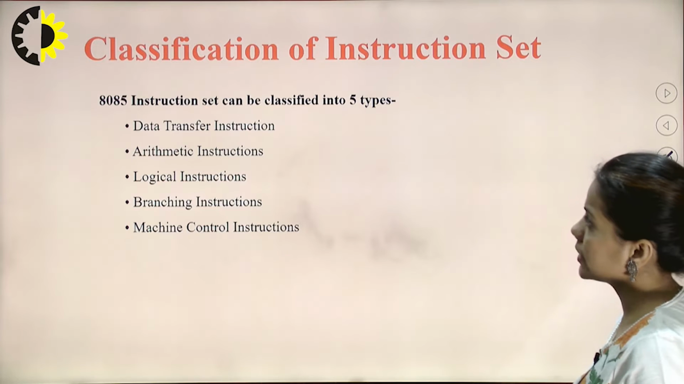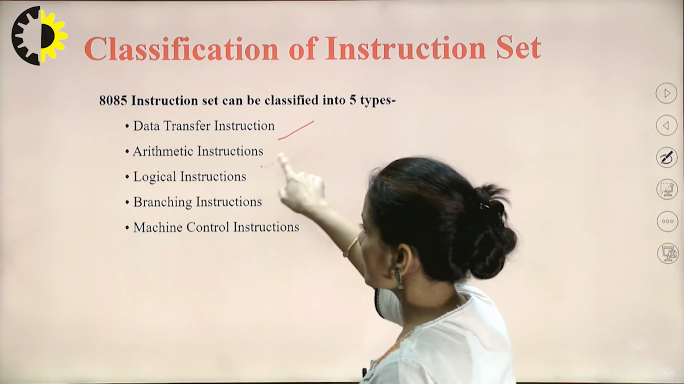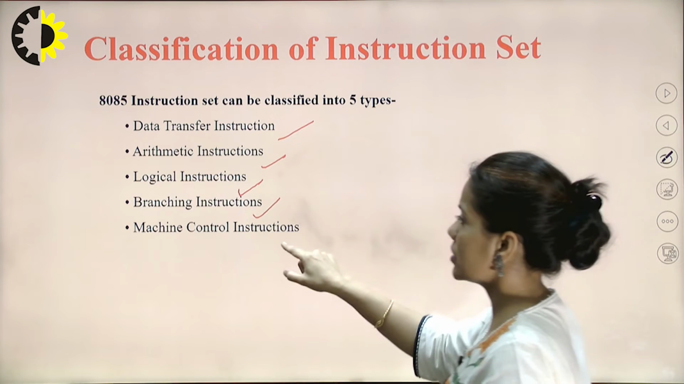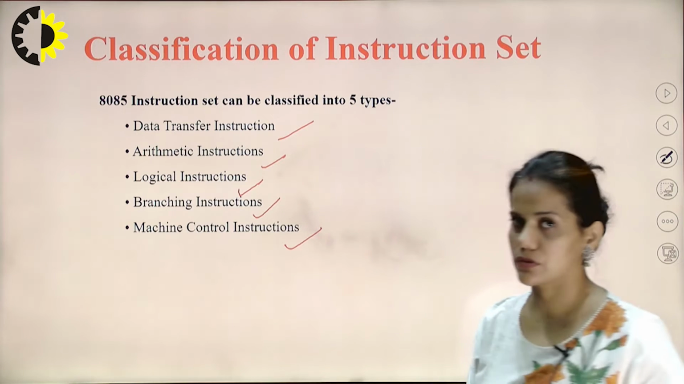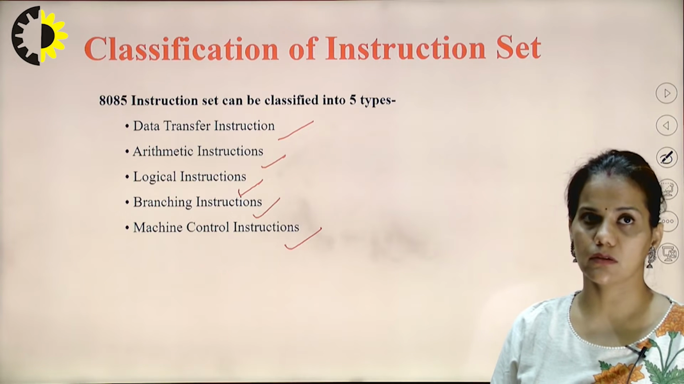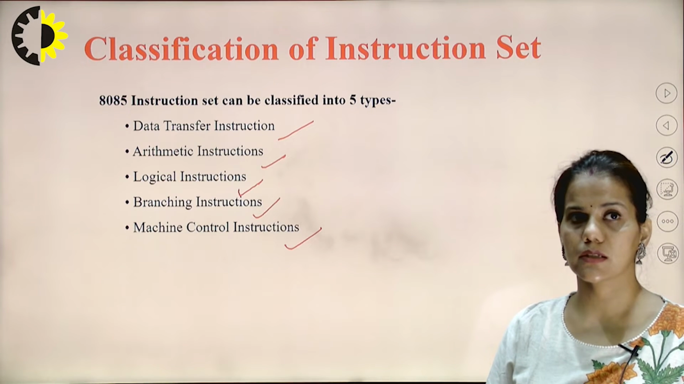The 8085 instruction set can be classified into 5 types: data transfer instructions, arithmetic instructions, logical instructions, branching instructions, and machine control instructions. In this lecture we will see some of these types, and in a subsequent lecture we will discuss the other types.